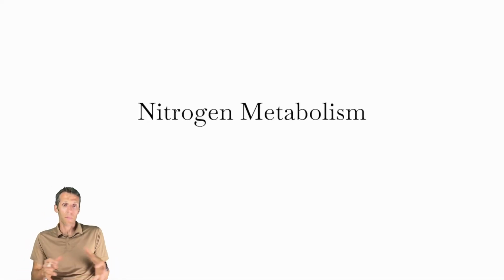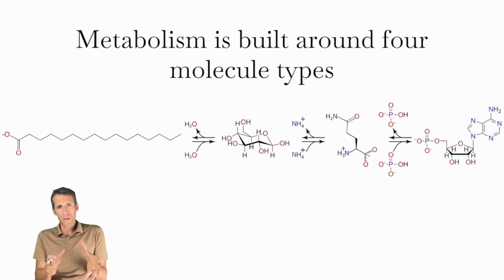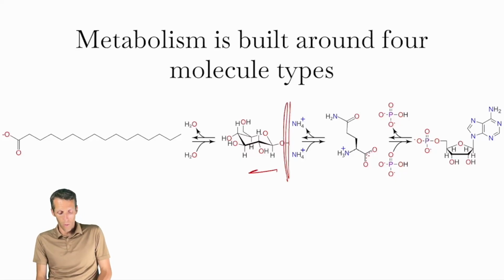So nitrogen metabolism from a sort of high level view. A really good place to start is thinking about the different classes of biomolecules that we have. So metabolism is really built around these 4 types: fats, carbohydrates, amino acids, and nucleic acids. And the big break that happens here is between carbohydrates and amino acids, right? That's where you're adding amino groups.